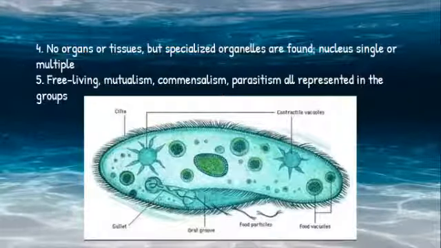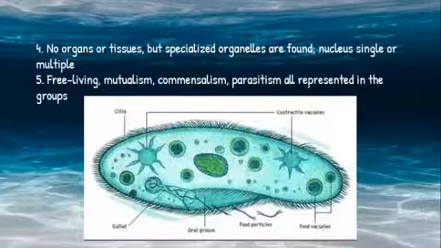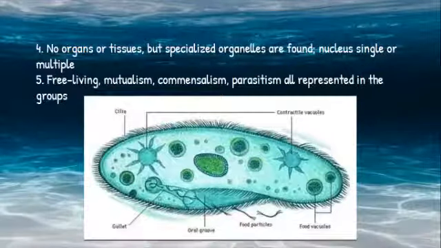These organisms can live freely, but they can also live in mutualism, which is a relationship where both organisms benefit. They can also live in commensalism. Commensalism means that one of the organisms gets benefit and the other one doesn't get benefit but is not harmed either. In parasitism, one of the organisms is harmed while the other one gets benefit. So in this group, these 4 forms of coexisting can happen.